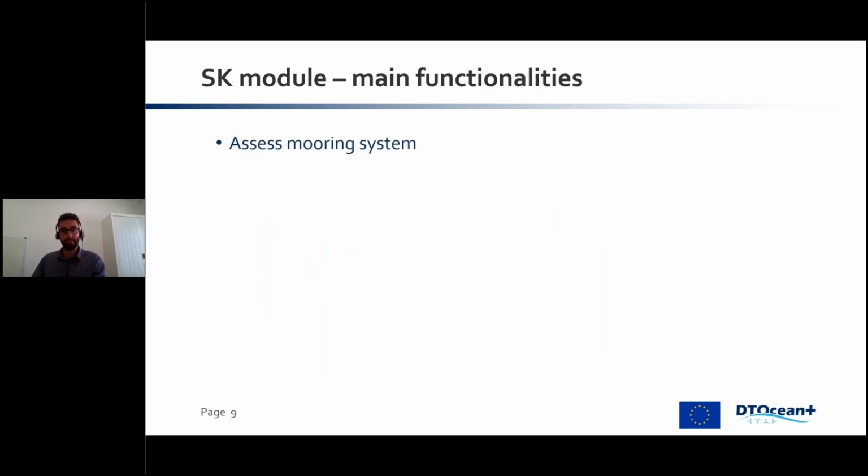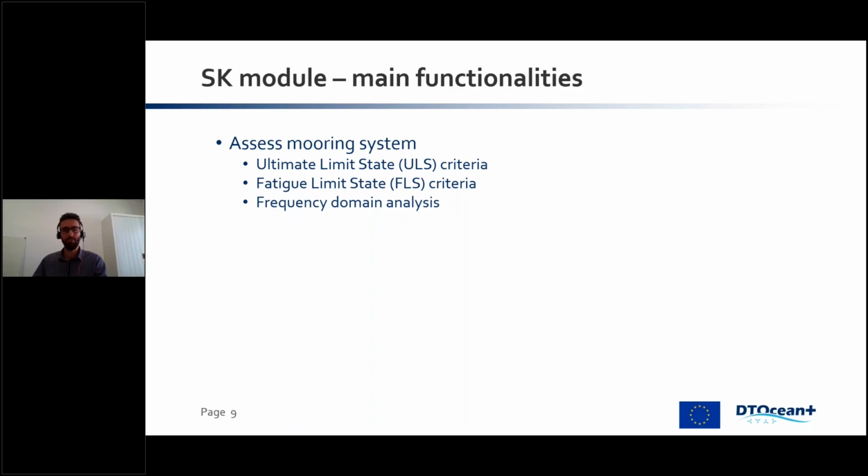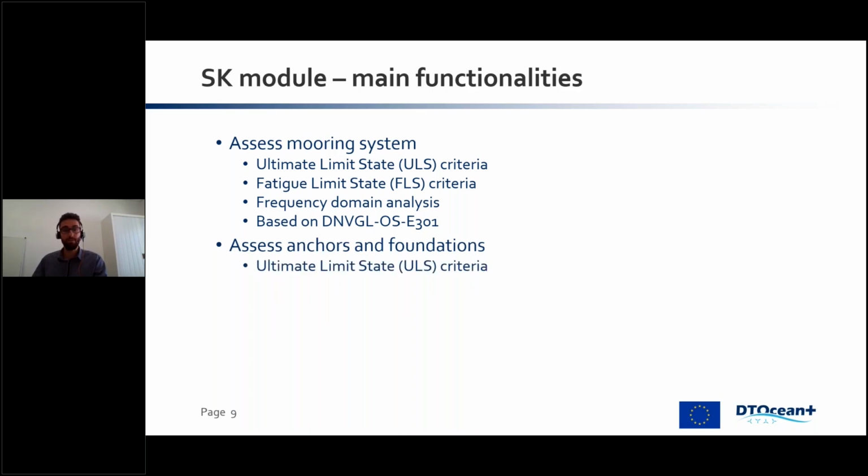The first one is to assess the mooring system by running an ultimate limit state calculation and computing the corresponding criteria. And we do the same with a fatigue limit state calculation with some criteria as well. What we do is that we have a frequency domain analysis. We don't go into the time domain, we only use frequency domain. And we base the methodology on the DNV-GL OS E301. We then assess the anchors and foundations using also a ULS analysis.